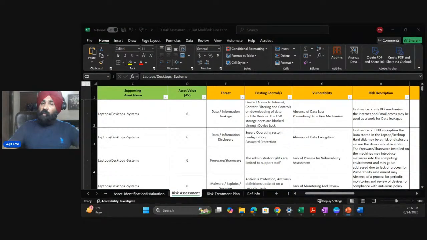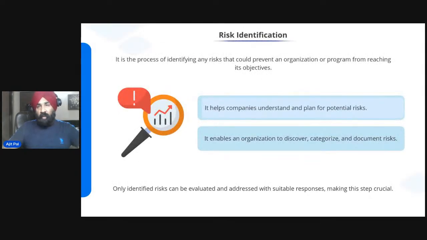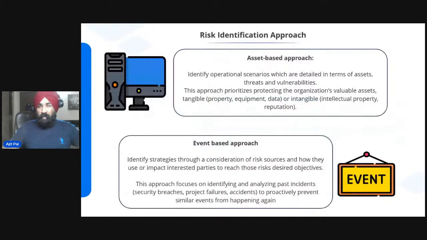So there are two approaches to risk identification. Normally, it's asked in interviews also. The two approaches are the asset-based approach and the event-based approach. Even the event-based approach also comes down to your asset only. The approach that I'm showing you right now is more of an asset-based approach. You see, we have identified the asset, the laptop, and on the basis of that, we are identifying the threats and vulnerabilities related to it. So this is what we call an asset-based approach.